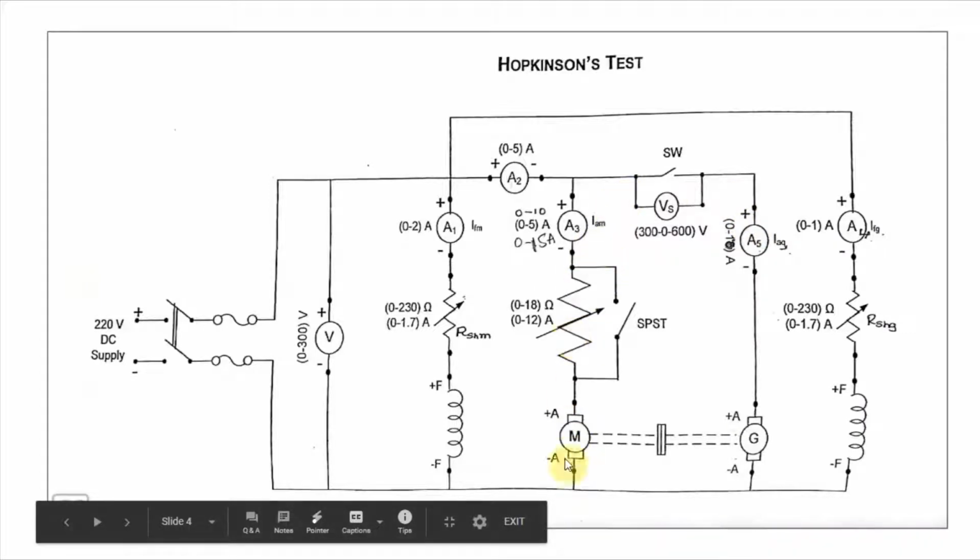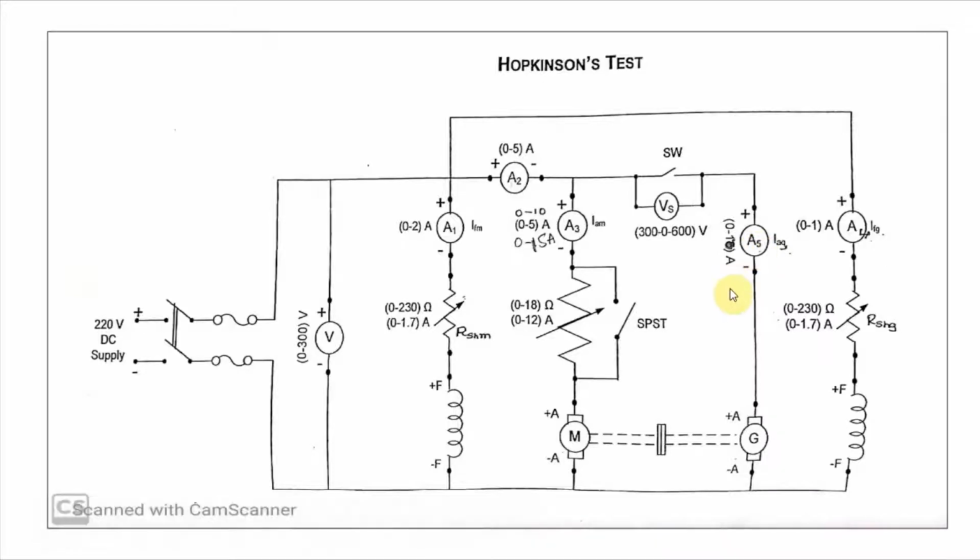Since the current to the armature of the motor increases, the current from the armature of the generator will also increase. So we can say that the load on both the machines is increasing.